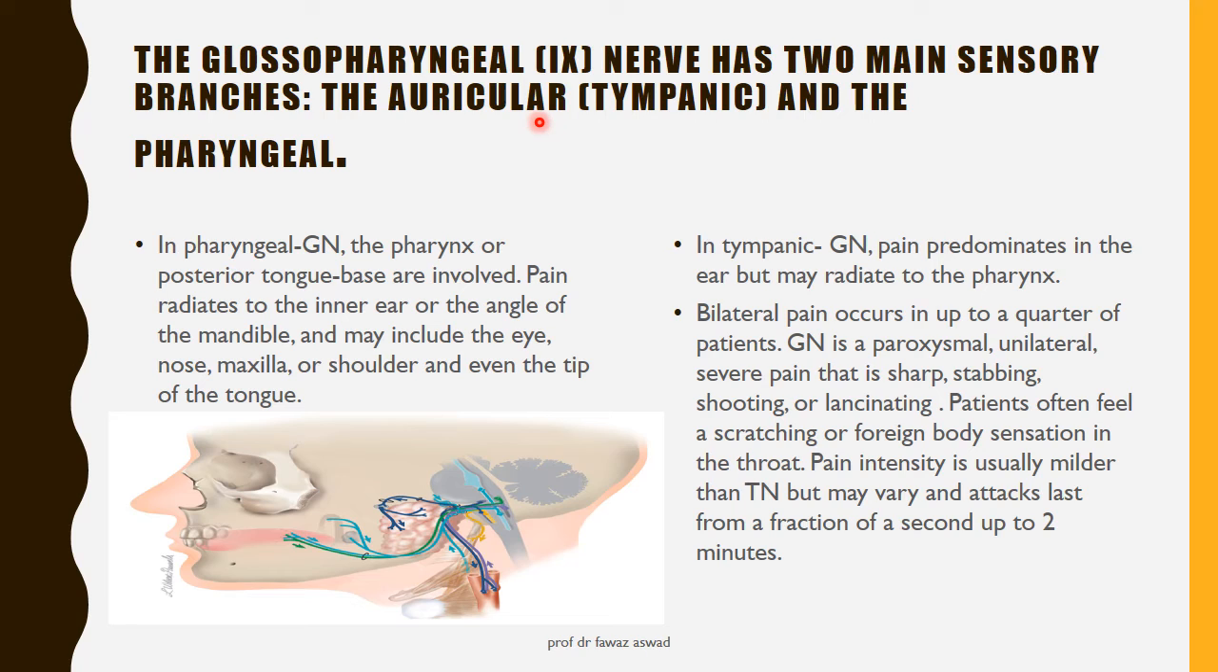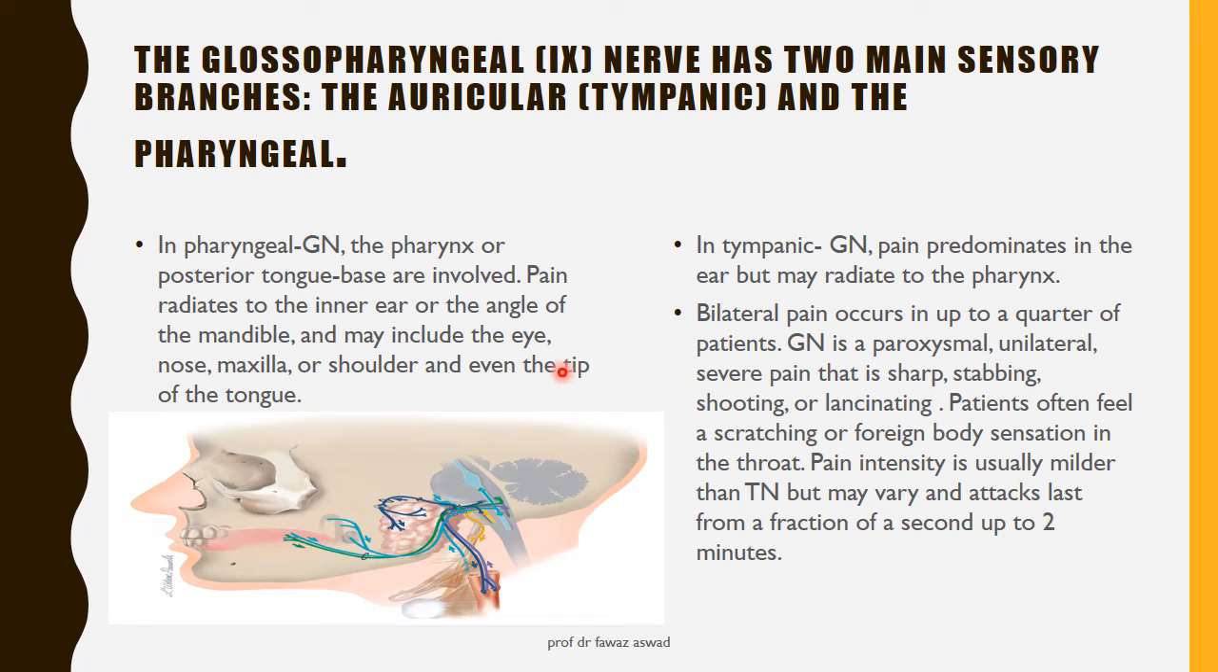And sometimes the pain extends to the ear, to the angle of the mandible, even the eye, the nose, the maxilla, and the shoulder, and even the tip of the tongue. While in the tympanic branch, pain predominates in the ear, but sometimes it relates to the pharynx also. We can demonstrate that bilateral pain occurs in up to a quarter of the patients.